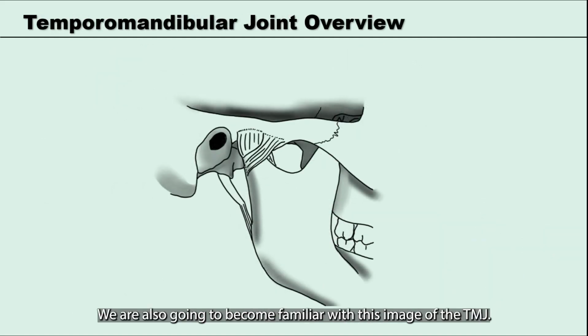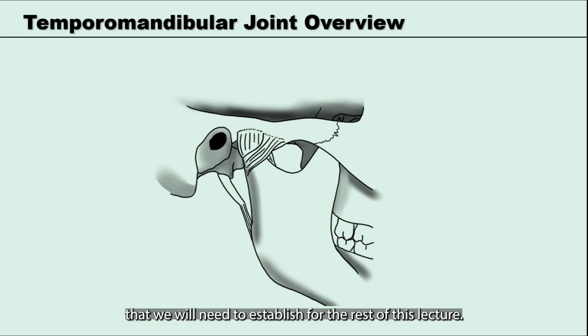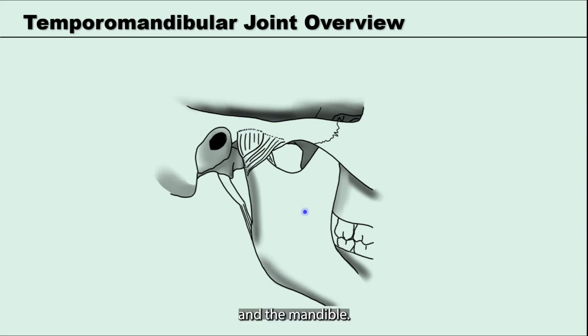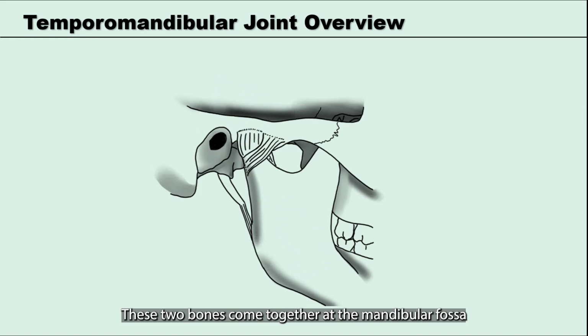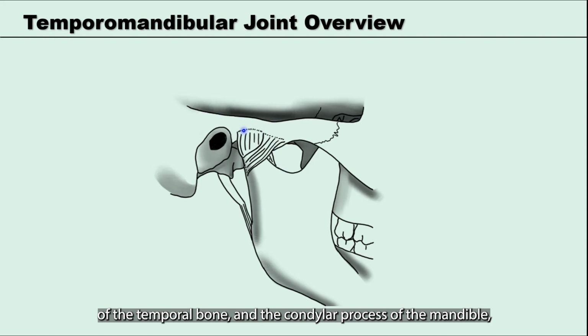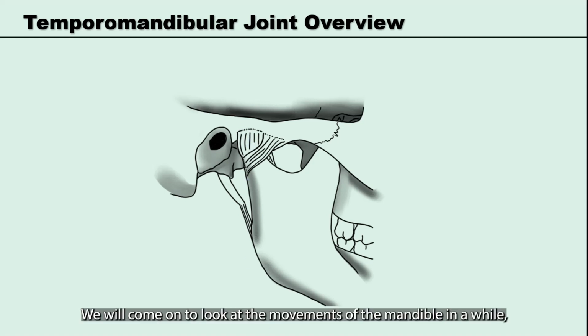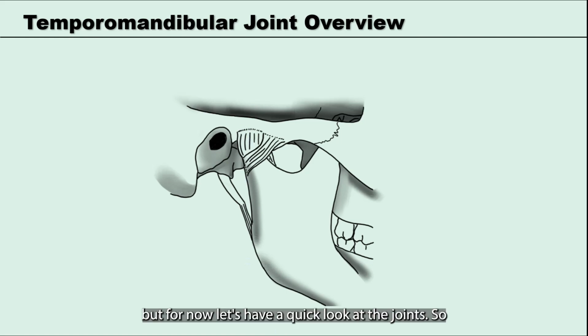We are also going to become familiar with this image of the TMJ, so let's have a brief overview of the bones and the anatomical landmarks that we will need to establish for the rest of this lecture. The 2 bones of the TMJ, as the name suggests, are the temporal bones of the skull and the mandible. These 2 bones come together at the mandibular fossa of the temporal bone under the condylar process of the mandible to form a joint which allows for the opening and closing of our mouths. We will come on to look at the movement of the mandible in a while, but for now let's have a quick look at the joint itself.